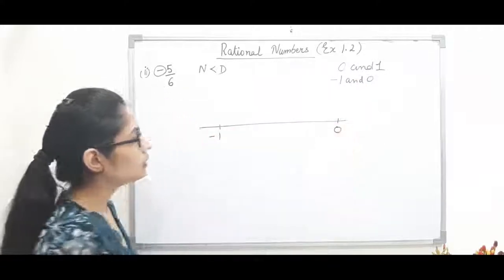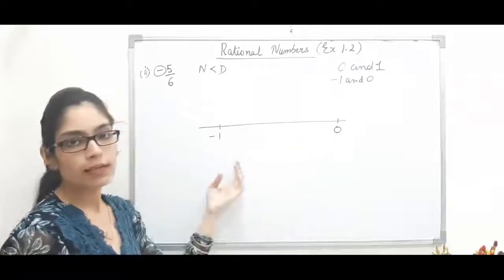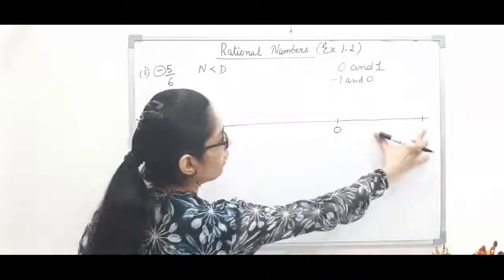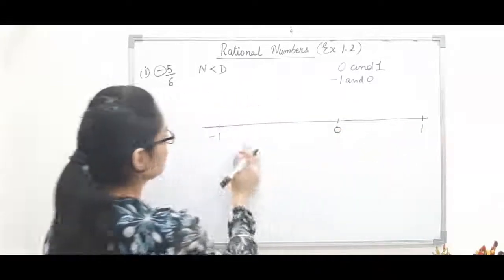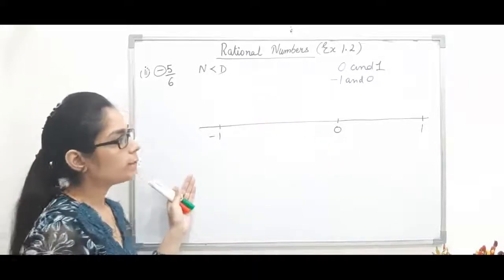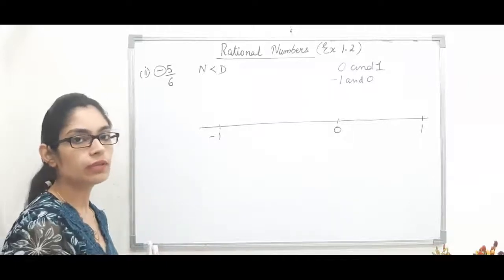So -1 and 0 I have marked. See, -1 always lies this side of 0. So 1 lies this side. This is 0 and 1. This is 0 and -1. -1 always lies to this side. Now the process is same which we have done in first question.